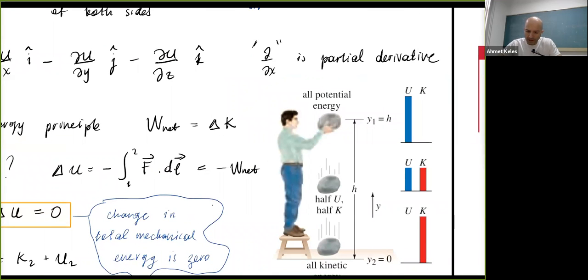Imagine you are dropping a rock from a height h. Initially, you have potential energy U. Somewhere halfway, you have some potential energy and some kinetic energy, but their sum is the same as the magnitude of this initial value. And at the end, the kinetic energy is equal to the total potential energy from before, and there is no potential energy here.